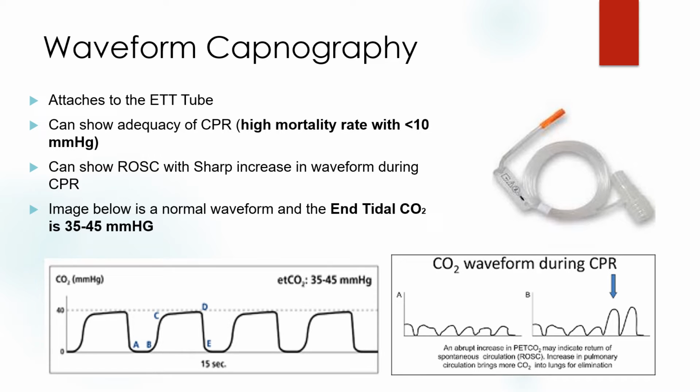Less than 10 is a high mortality rate, so that means our CPR is of poor quality. It can also show ROSC, which is return of spontaneous circulation, and we will have a sharp increase in waveform as seen in the bottom picture on the right. The image below on the left is a normal waveform, and the end tidal CO2 is 35 to 45.